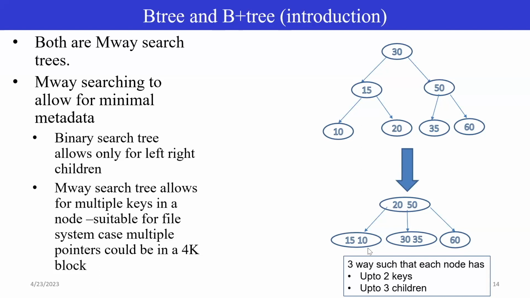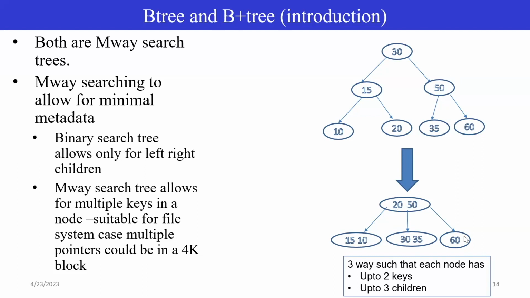I'll close it. Okay. So here, for example, you're going to have a three-way search tree. So each node will have up to 2 keys and it'll have up to 3 children. So if you see, I represented the same thing as a three-way search tree. So you're going to have 20 and 50. Between 20 and 50, you have 30 and 35. Less than 20, you have this. More than 50, you have 60.